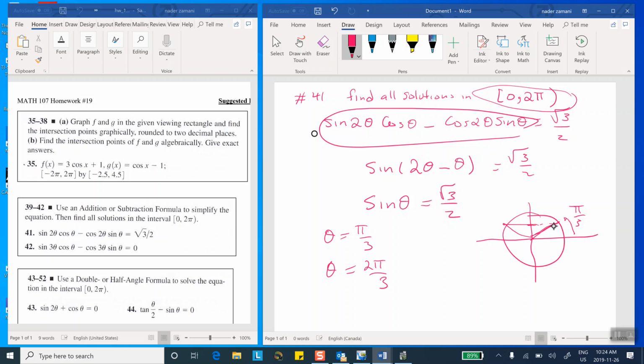Okay, the next time we get that value of sine is you go all the way around, but then you go outside of that range. So this is it, no more.